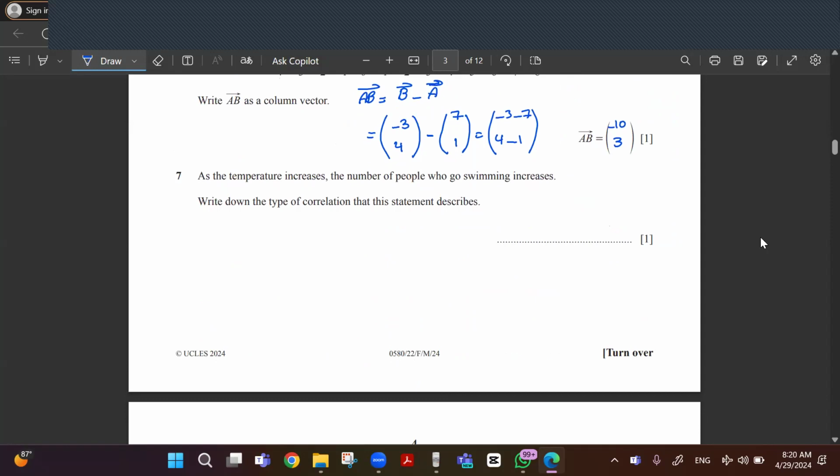Question number 7. As the temperature increases, the number of people who go swimming also increases. So as the temperature increases, what happened to the number of people going to swim? Also increases. So write down the type of correlation that this statement describes. What do you think? Both of them increase together or both of them decrease together. That means it is what? Positive correlation. Positive what? Correlation. Okay?